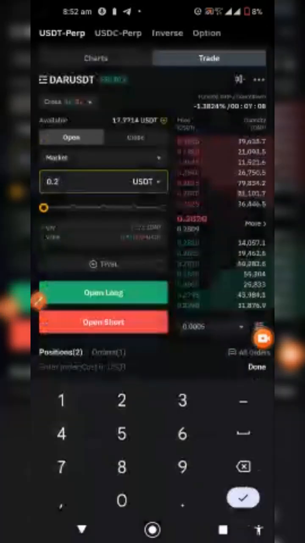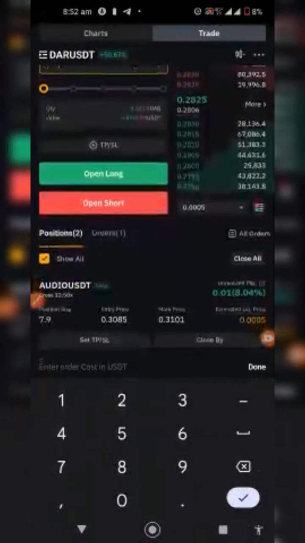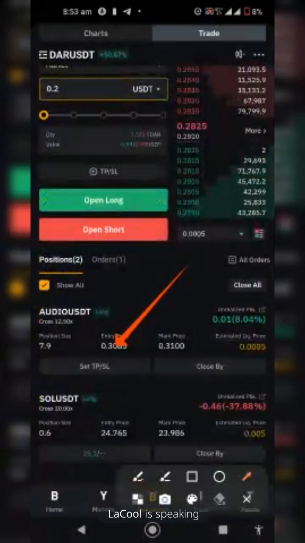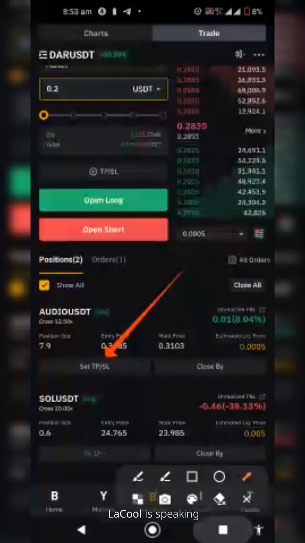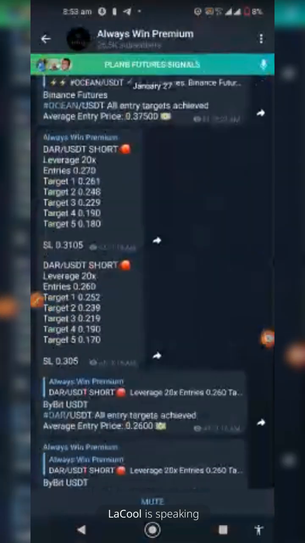It will appear here. It should appear here. Like now, I didn't set my stop loss, so I'm going to set it now for you to see. Audio USDT. Let me do that so that you will see. Okay. I know you can't see my screen now, but the target is 0.3169.